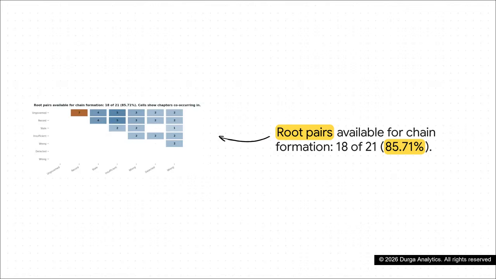Now, you might be thinking, well, a 5-link chain is just incredibly bad luck. It really isn't. Look at the root pairs available for chain formation right here. 85.71% of possible pairs already co-occur in our inventory. A desk doesn't need to be badly run to produce a multi-million euro chain reaction. It simply needs 2 ordinary tolerated weaknesses in the same area to blow up.